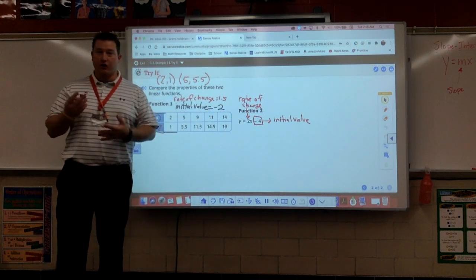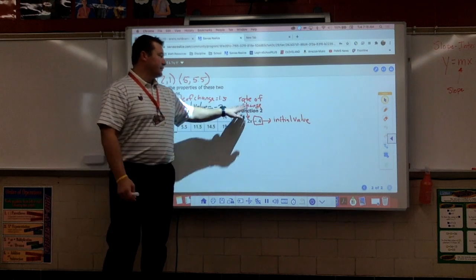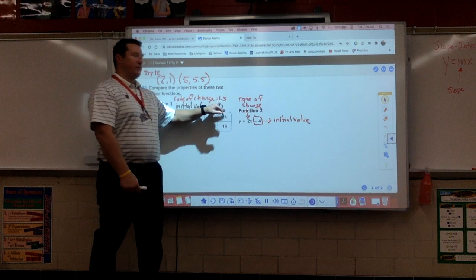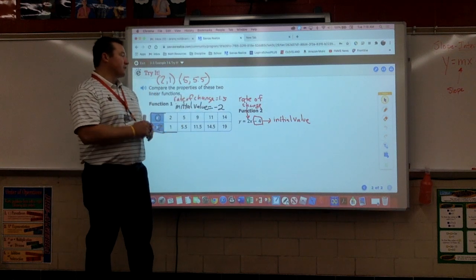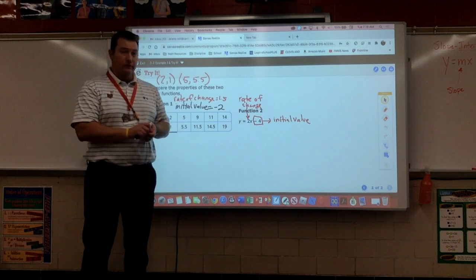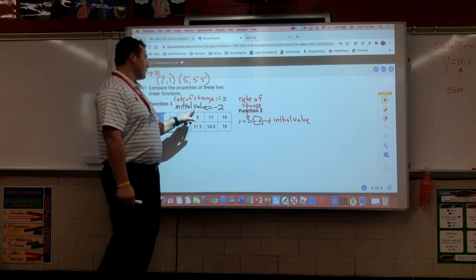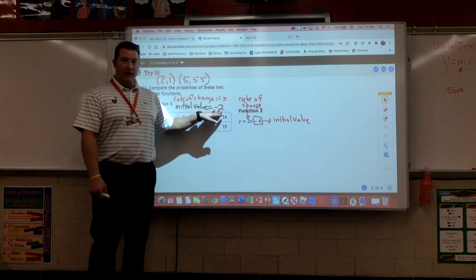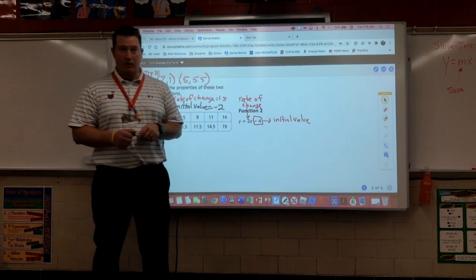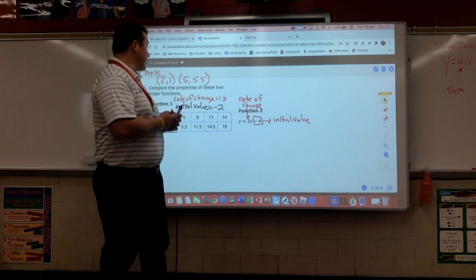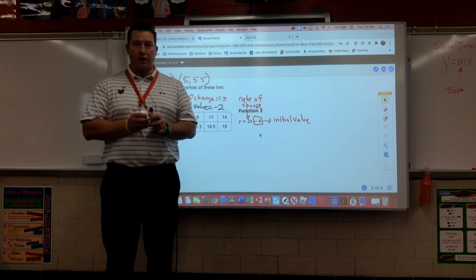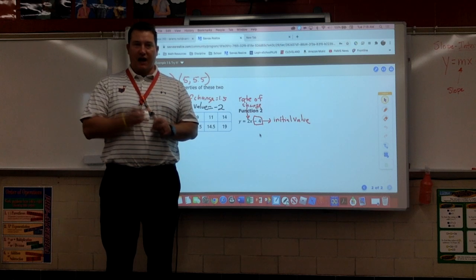So now I can compare them. Which one has the greater rate of change? Function 2 has the greater rate of change, 2 compared to 1.5. Which function has the larger initial value? Function 1 has a greater initial value, -2 compared to -4. Okay, so there you go, guys. There are our examples for 3-3. We'll go ahead and get into our key concepts. I will see you there.